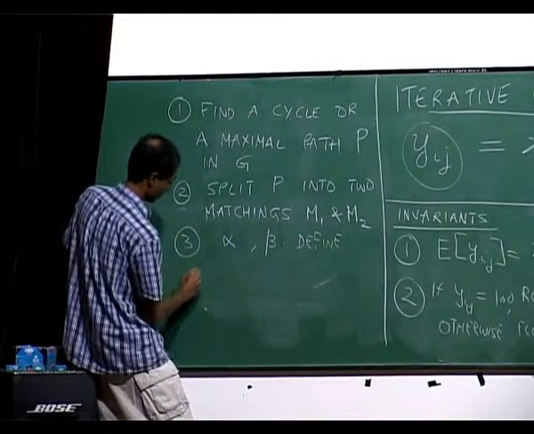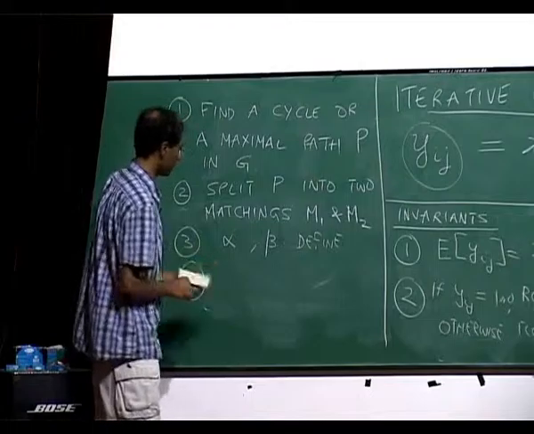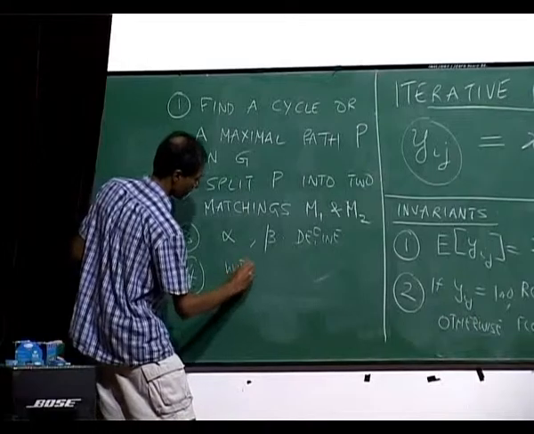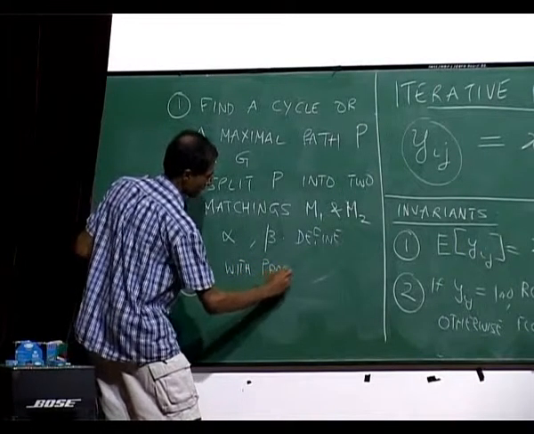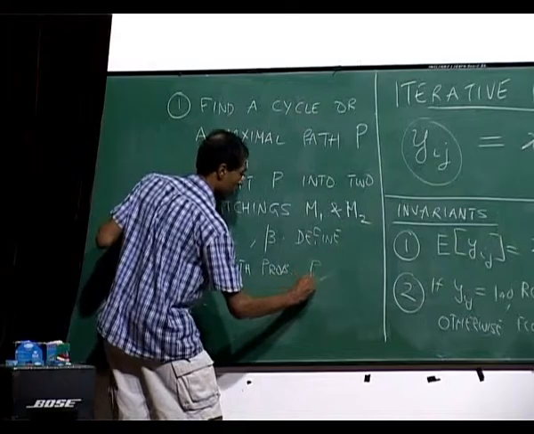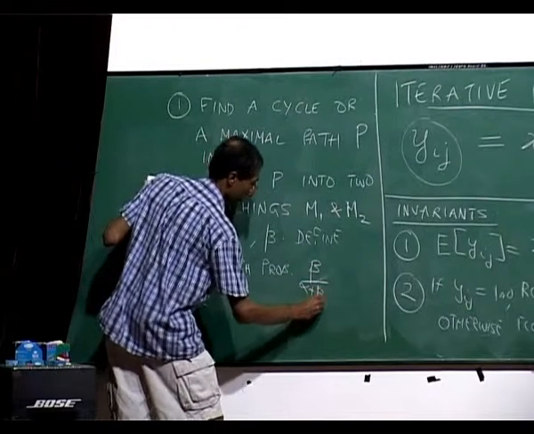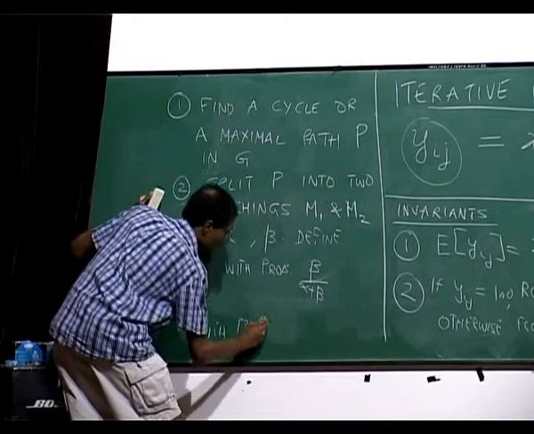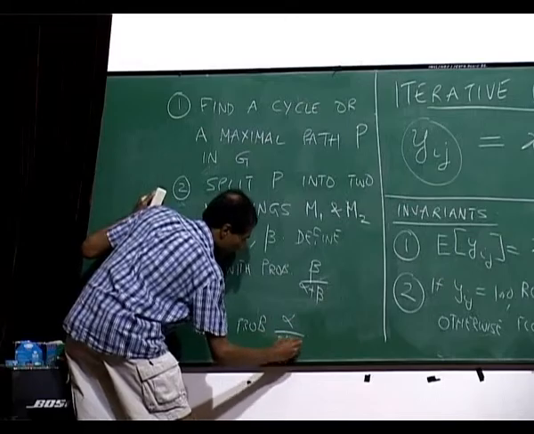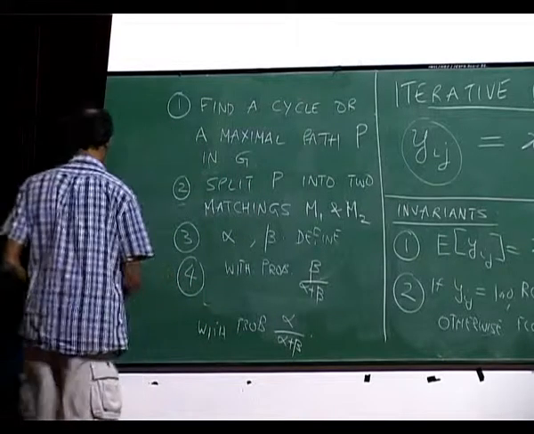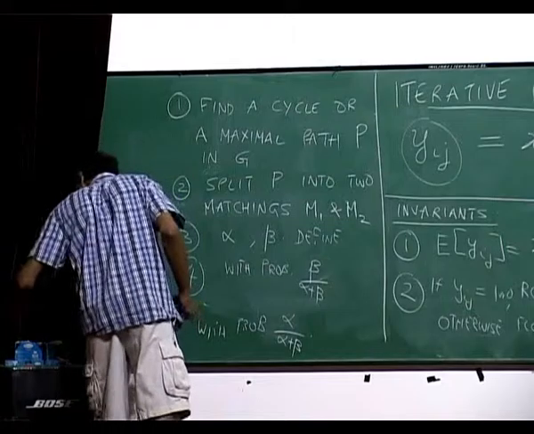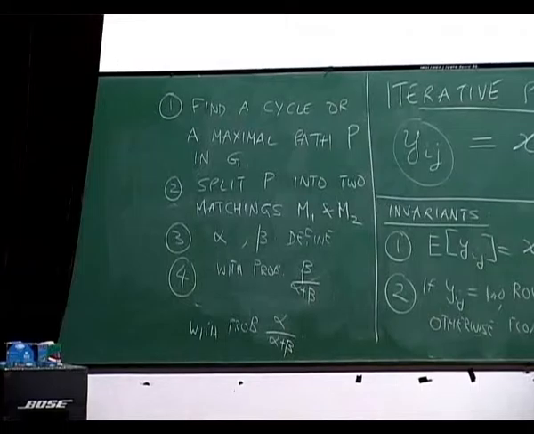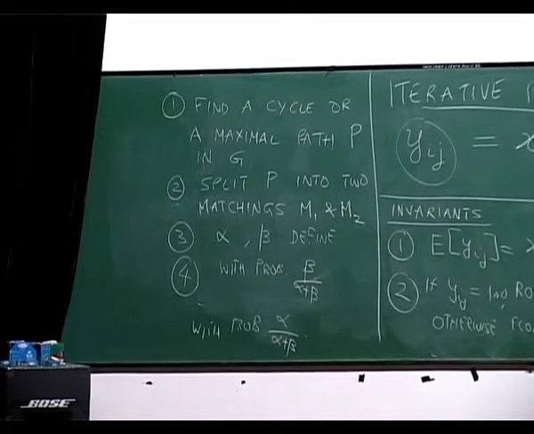Okay. I will give the definition of alpha and beta momentarily. Then with probability beta over alpha plus beta, we will do something. With probability alpha over alpha plus beta, we will do something. Okay, so let me just write down what alpha and beta are. Formally.